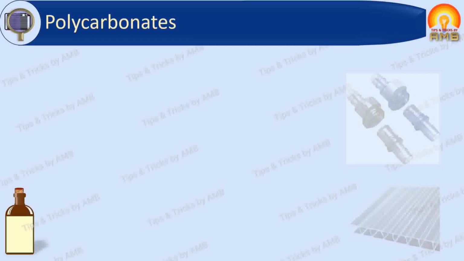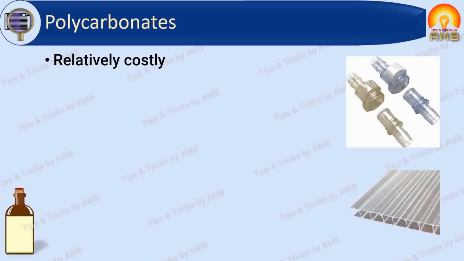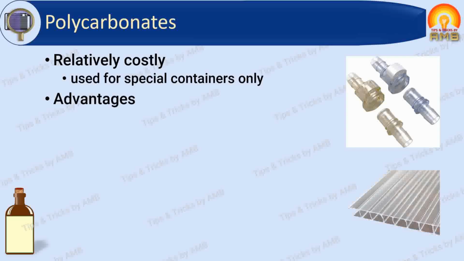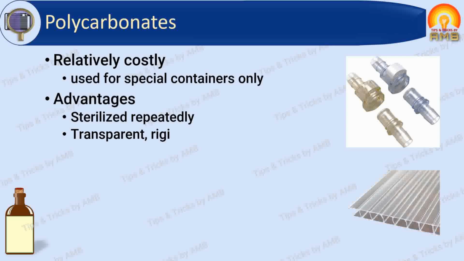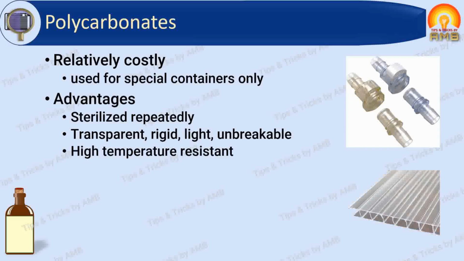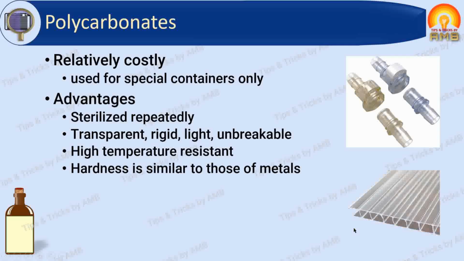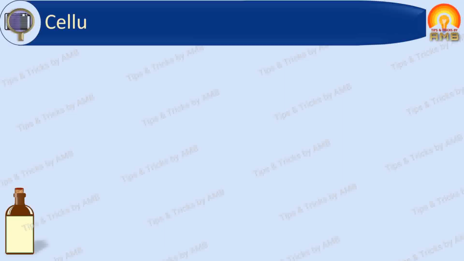Next is polycarbonates. These are relatively costly but have many advantages. It can be sterilized repeatedly. It is transparent, rigid, light, unbreakable, and high temperature resistant. Its hardness is similar to that of metals, but as it is costly, it can be used for special containers only. And the last one is cellulosics.